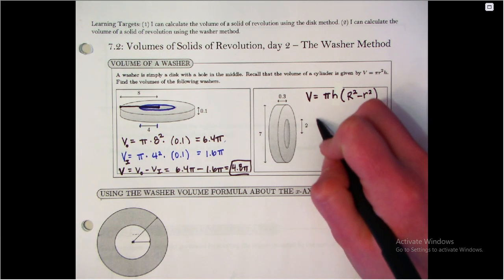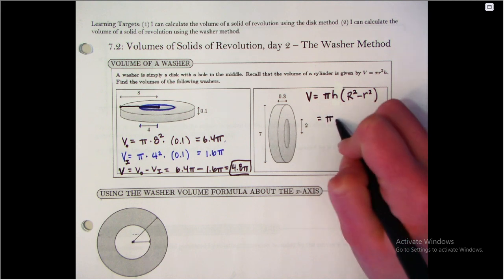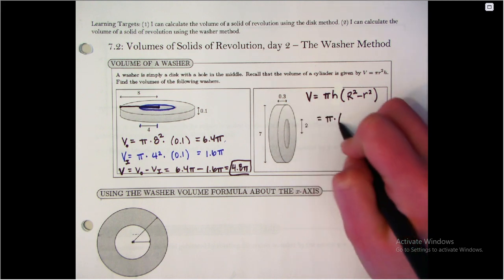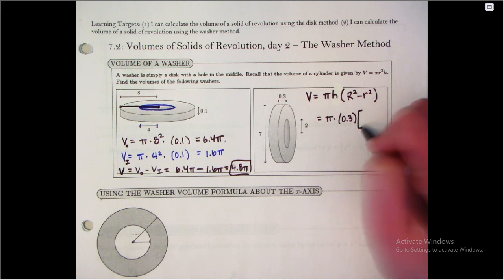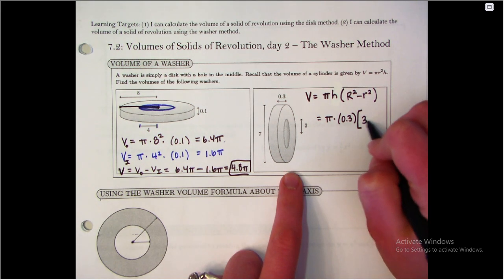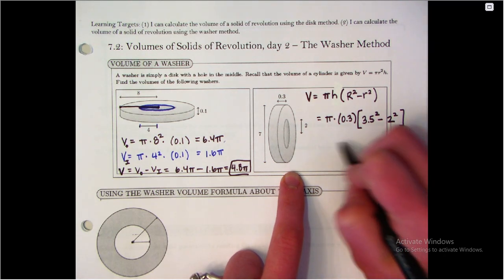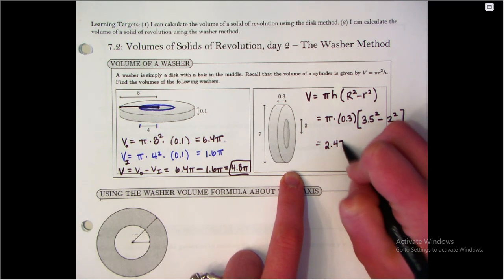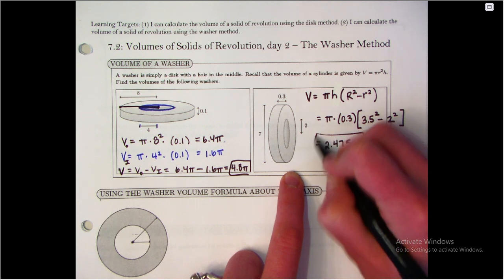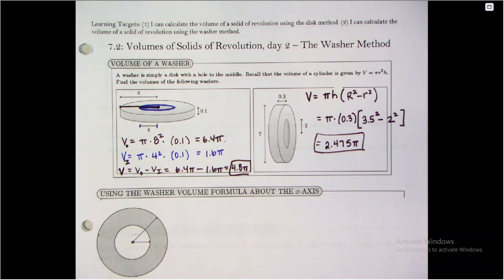So if I put that together, in this problem I would have pi times, my height is 0.3. And I could say that the outside radius is 3.5, the inside radius is 2, and I would get 2.475 times pi for my total volume. It's this formula right here that we want to take and modify.